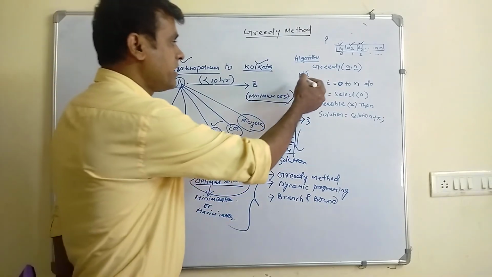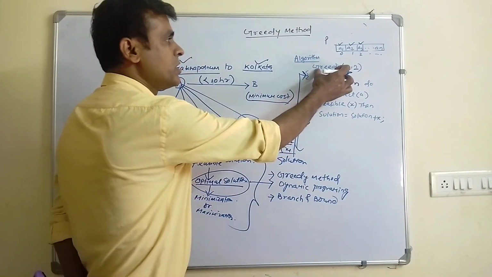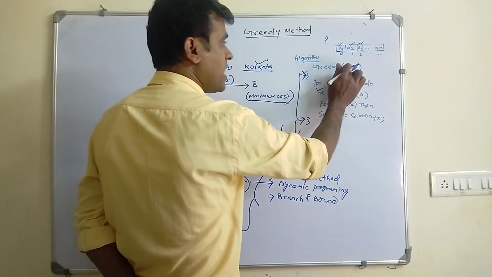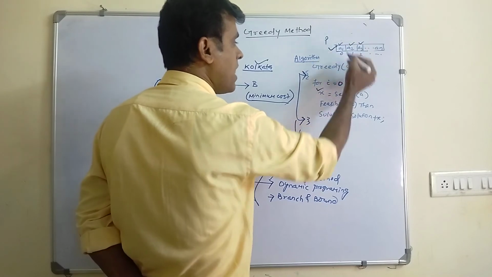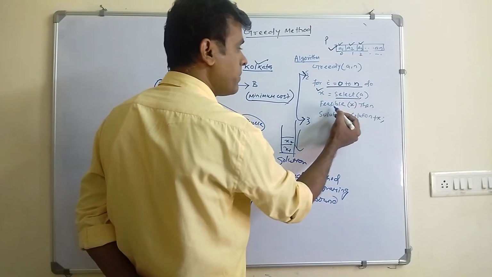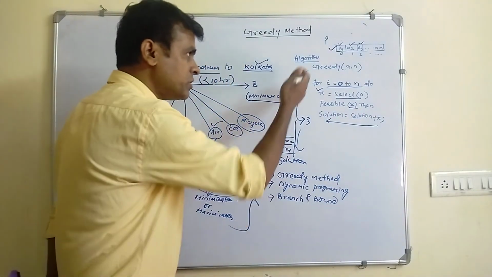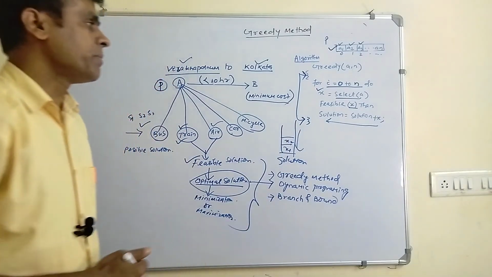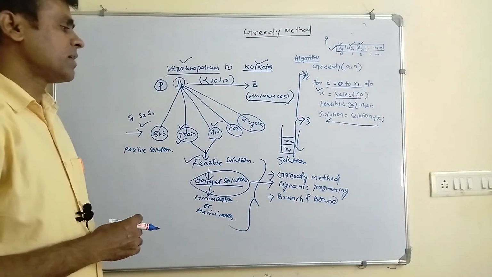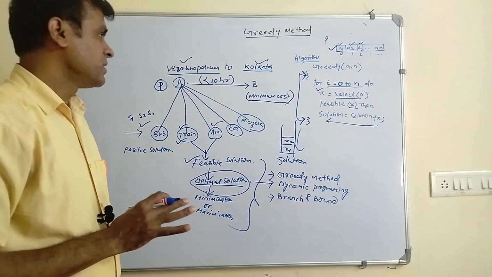Like that, the basic greedy algorithm says that these are the instances and these are the inputs for your problem. You select a problem, and if it is feasible, add it to the solution vector. This is all about the basic greedy method. The application of this greedy method is to find the optimal solution, right? Thank you.